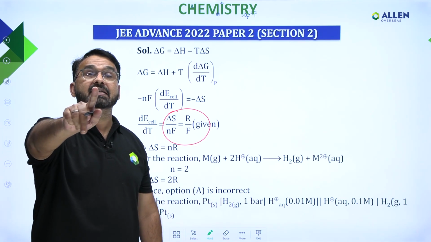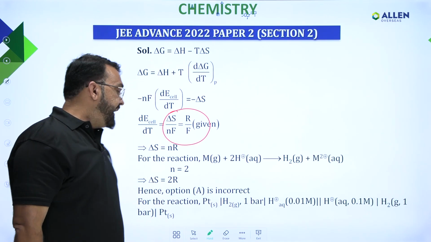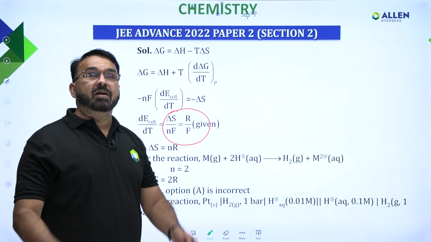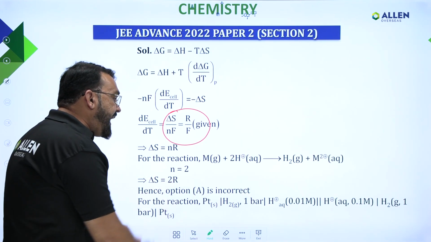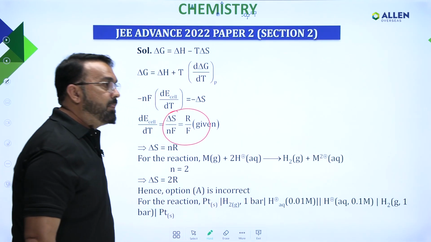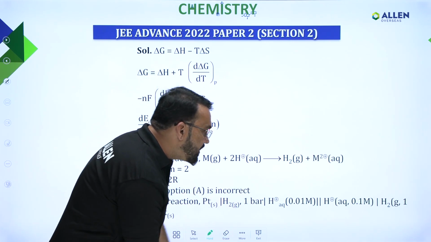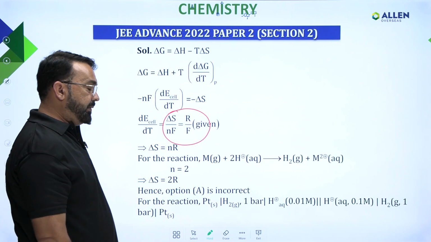Therefore, option A is incorrect, students. Hence, option A is incorrect. Now, coming to option B, for this representation of the cell, the concentrations of the solution are given as 0.01 molar and 0.1 molar respectively.